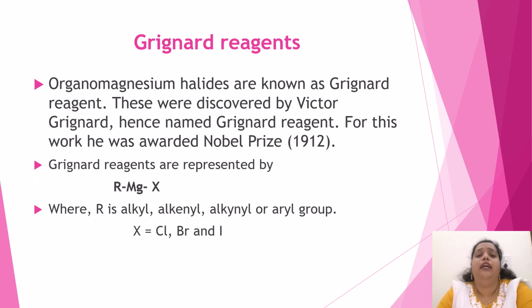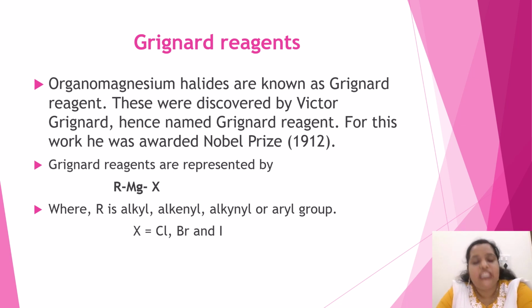Another major example of an organometallic compound is the Grignard reagent, which can also be termed an organomagnesium halide. It is named the Grignard reagent because it was discovered by Victor Grignard, for which he was awarded the Nobel Prize in 1912.